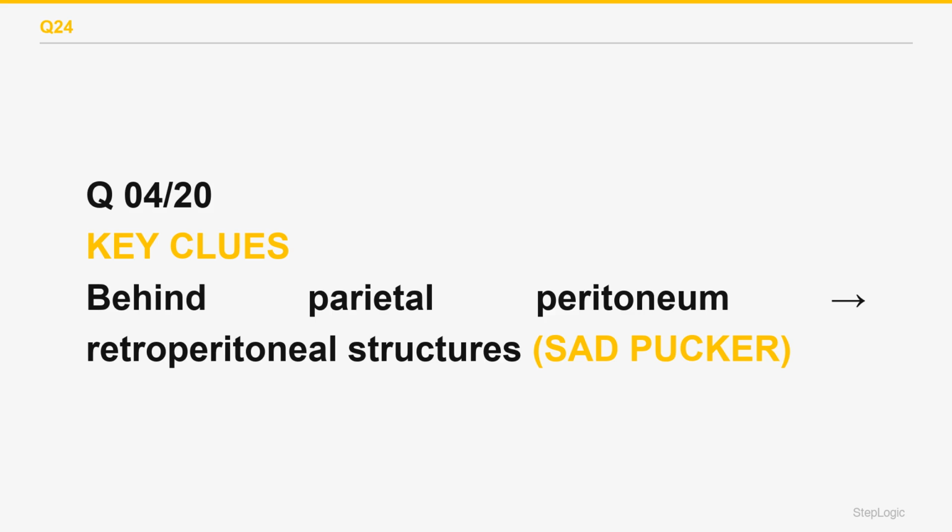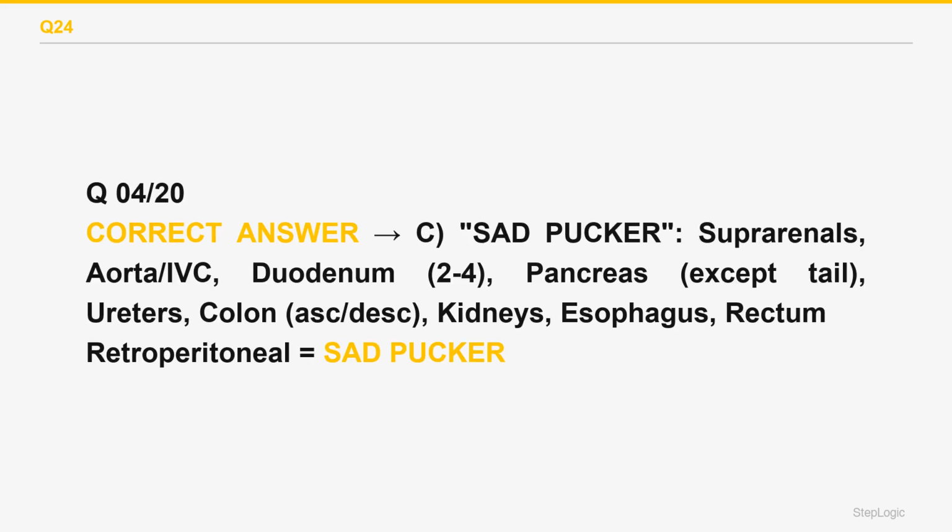and descending portions. The transverse and sigmoid are intraperitoneal. Kidneys, esophagus, lower thoracic and abdominal part, and rectum. The correct answer is C. This distinction matters surgically and clinically. Retroperitoneal organs can bleed or have pathology that presents with back or flank pain and may be missed on a standard peritoneal exam, e.g. retroperitoneal hemorrhage, pancreatitis, AAA rupture.